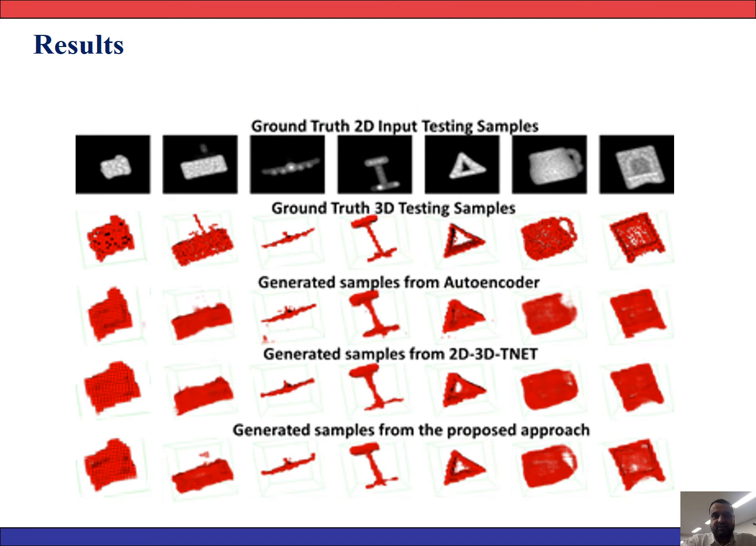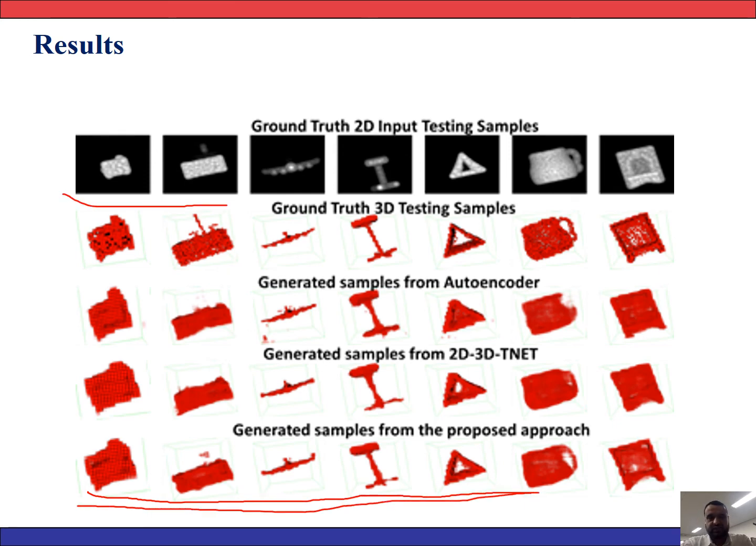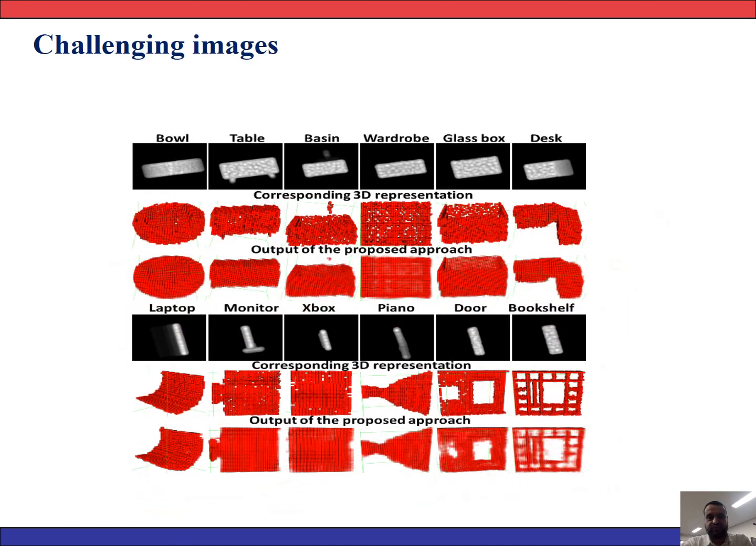We checked this architecture with the ModelNet 40 dataset, and we also compared it with the previous architecture. Here we can see that it can effectively generate the 3D objects from the given 2D images. These are the ground truth, these are the results from the autoencoder, and these are the results from our previous architecture. These look more realistic as compared to the previous one.